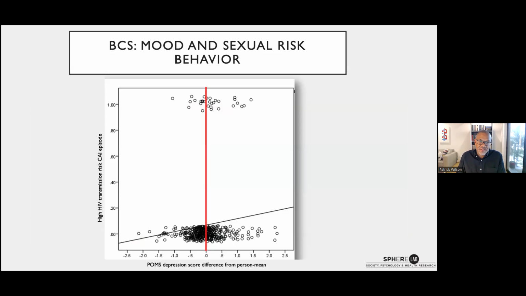And this is just another graphic that helps show what we see when we look at the difference in depression from my normal average. What does that mean in terms of the odds of having an HIV transmission risk episode?